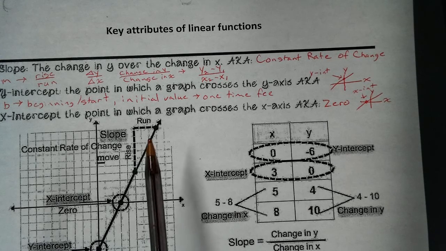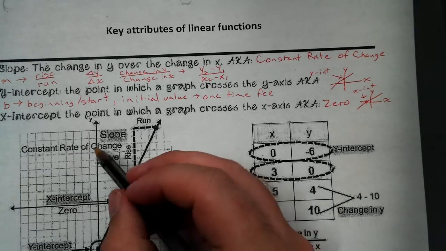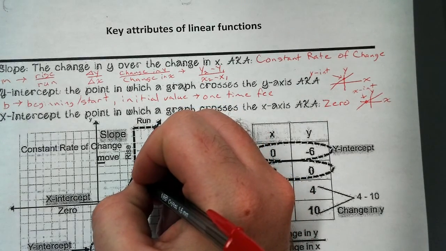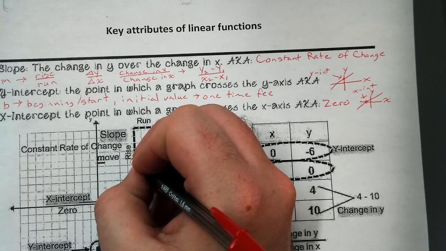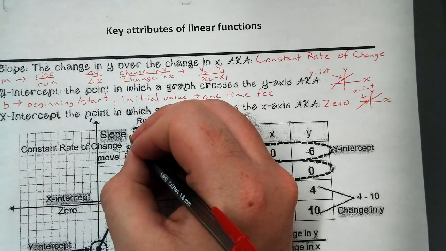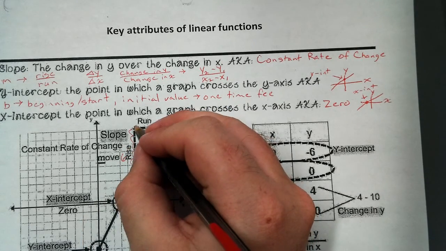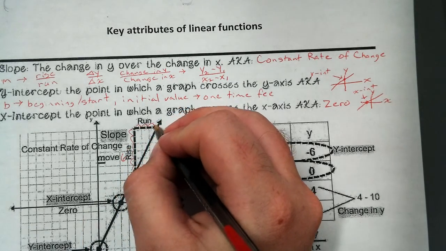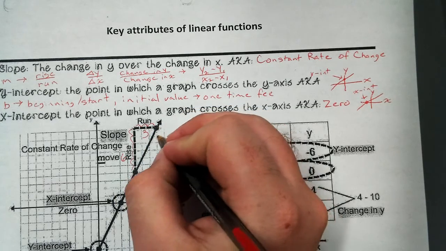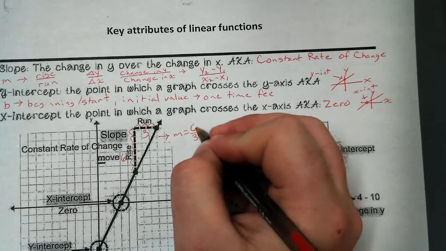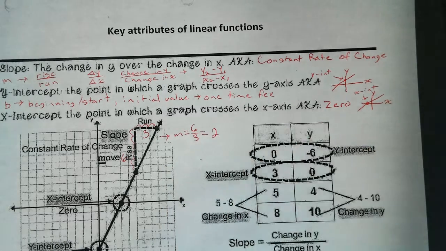So, if we see this on a graph, remember, constant rate of change is the slope. It's the rise over the run. This slope goes up 1, 2, 3, 4, 5, and 6. So it goes up 6. And it goes over 1, 2, and 3. Which would mean my slope there is 6 over 3, which does reduce. 6 divided by 3 is 2.